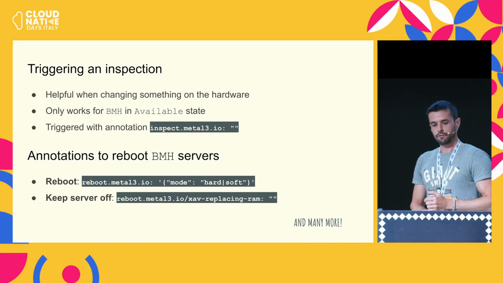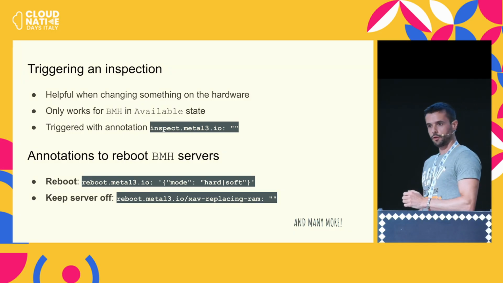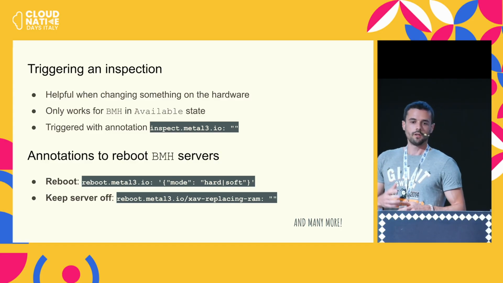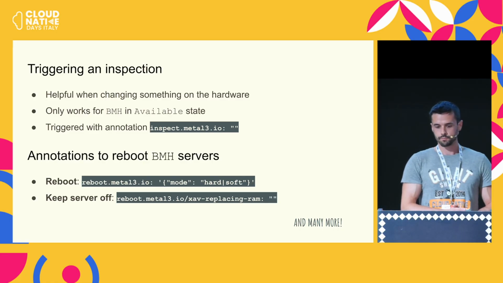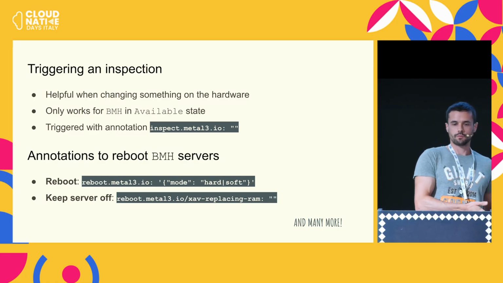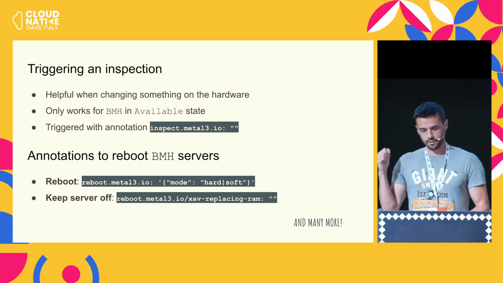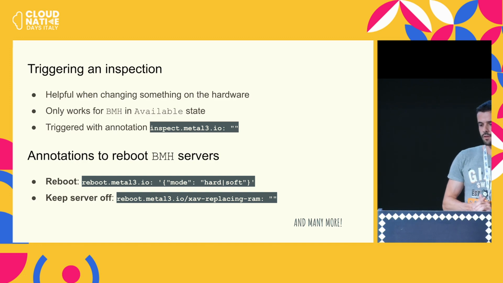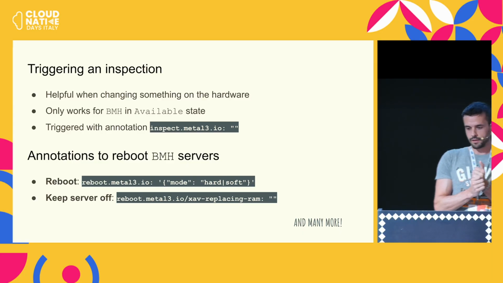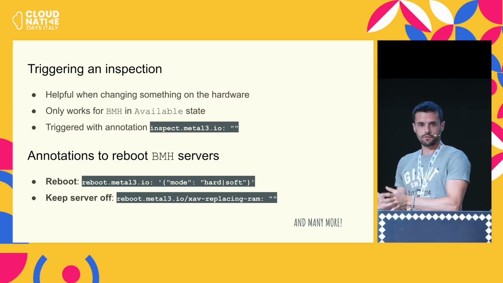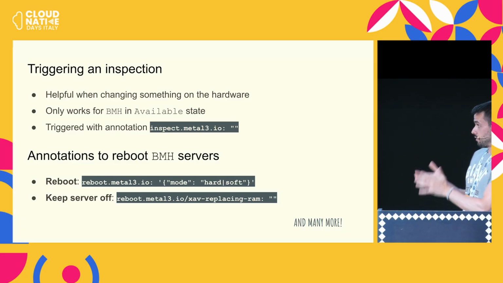And then we can do a few different things with annotations on the bare metal host. So we can inspect the hardware. If you're going to add memory or change something, you can trigger an inspection. And from there, you will update all your CRs and your hardware data. You can manage maintenance mode. So if you want to keep a server down, you can use one of these reboot annotations. And you can have several people have an annotation with different values. So when all the annotations are gone, then your server is back into the game and can restart. But there are a lot more than that.